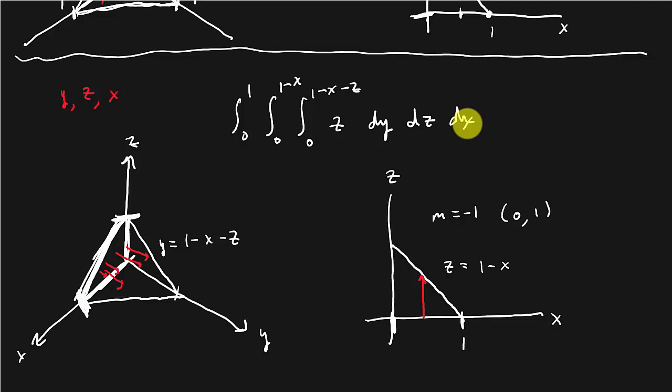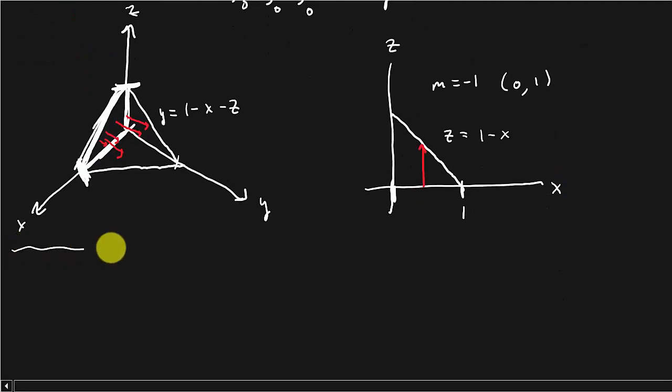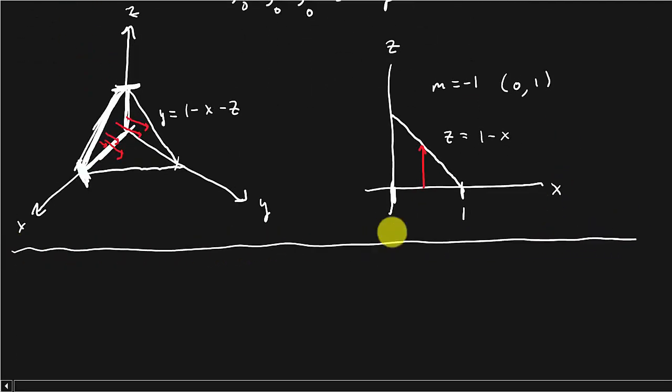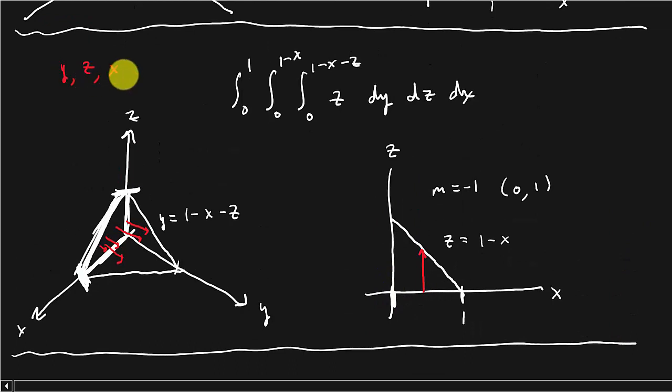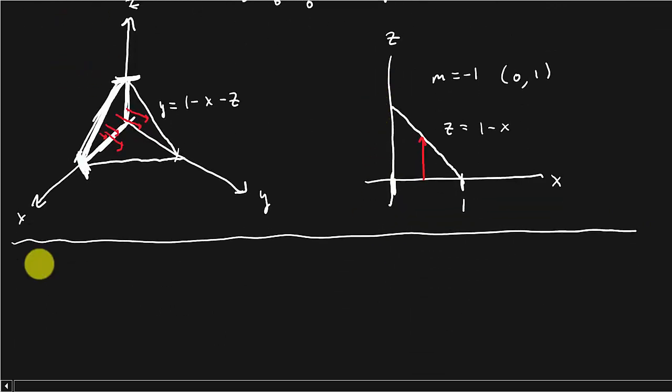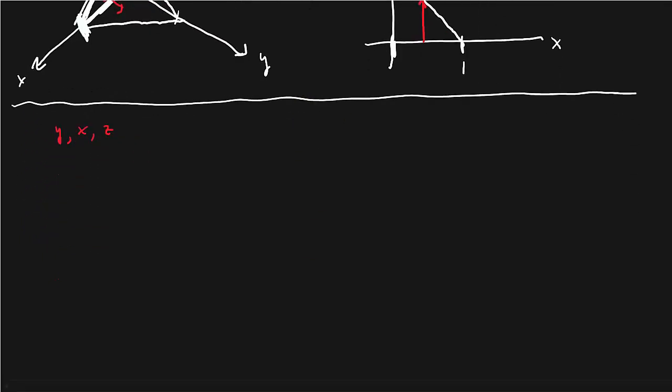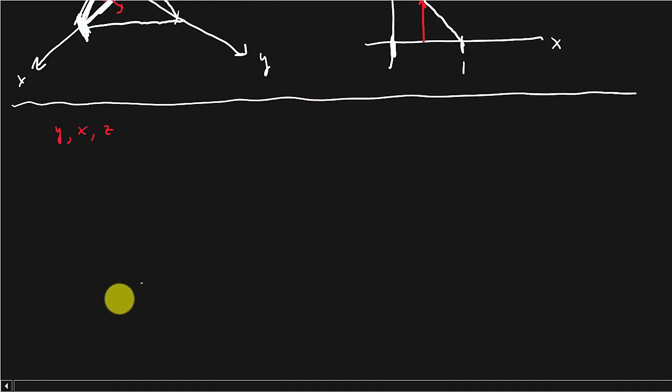All right. Now the next way. All right, so here I did y, z, x. Now let's do y, x, z. And let's sketch this real quick.